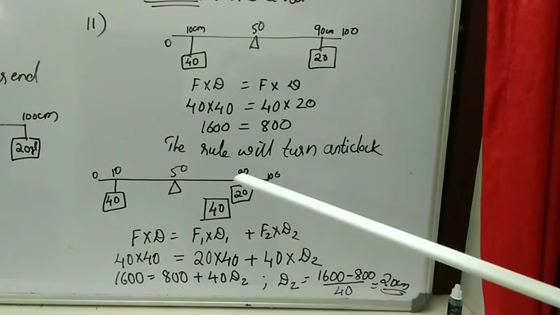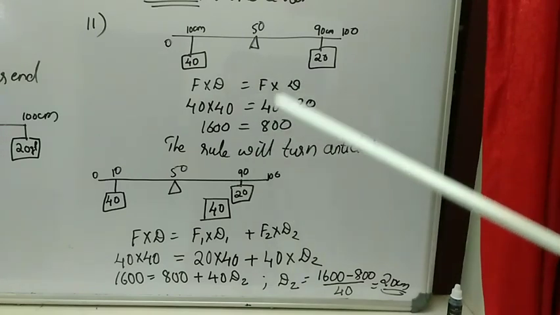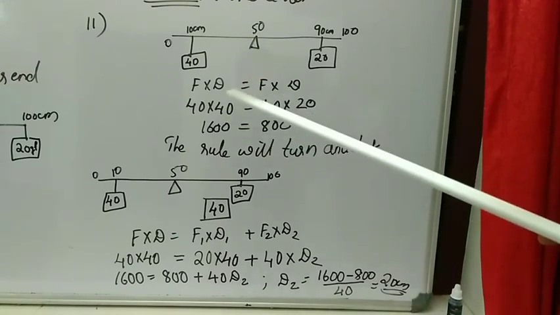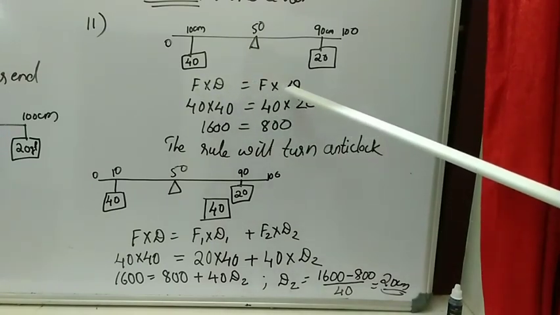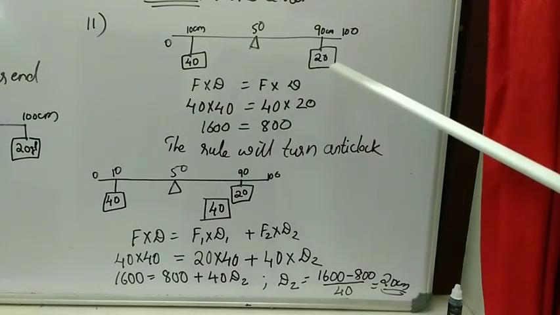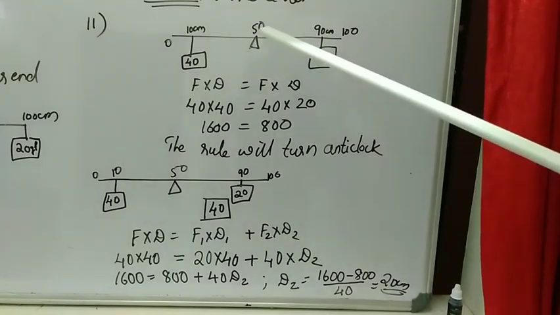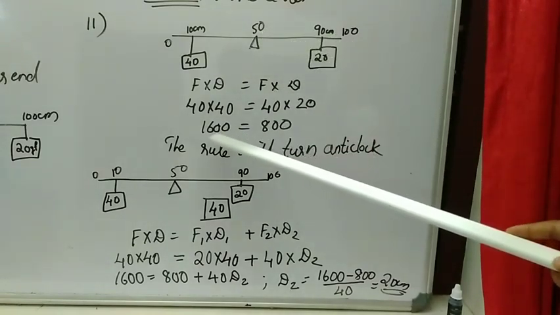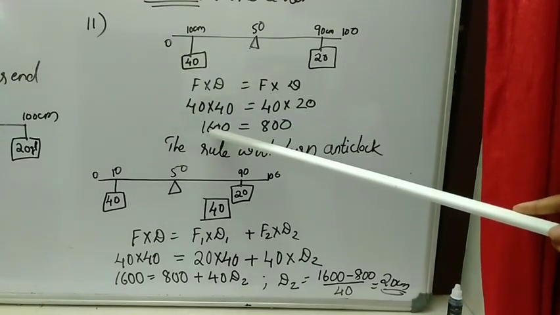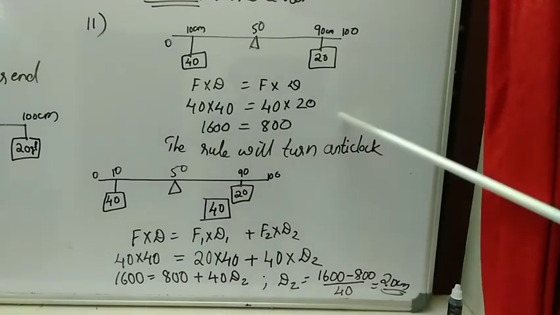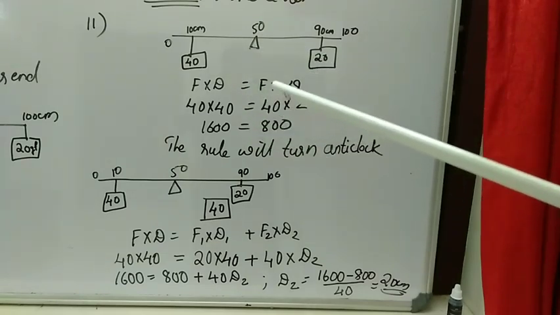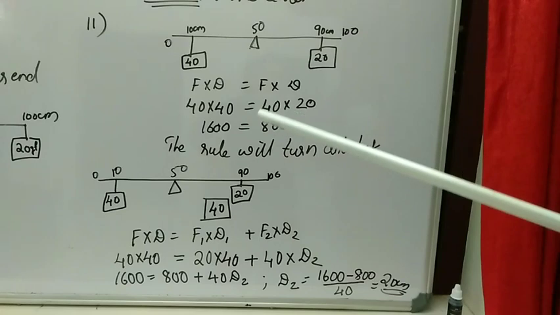According to the principle of moments, if the sum of clockwise moments is equal to the sum of anti-clockwise moments, then only the ruler will be horizontal. So we are going to check whether the ruler is horizontal. Force into distance equals force into distance. Force 40 into distance 40: 40 into 40 equals 1600. On the other side the force is 20 and the distance from 50 to 90 is 40. So the anti-clockwise moment is 1600 and the clockwise is only 800. So is the ruler in horizontal equilibrium? No. We have to say no.